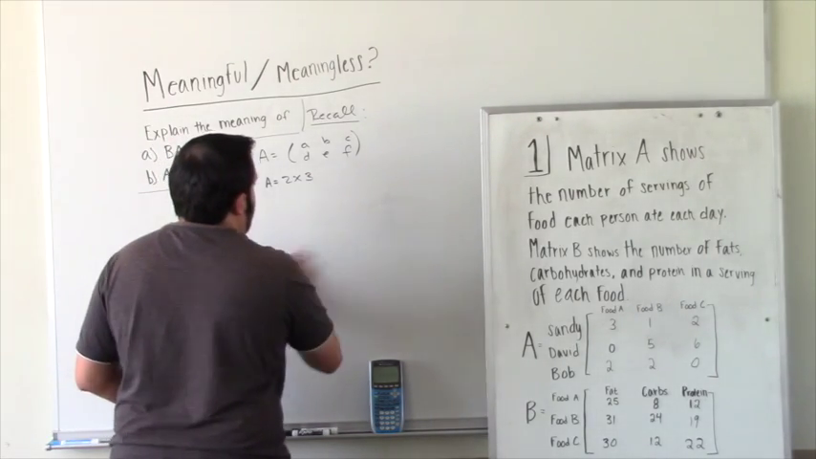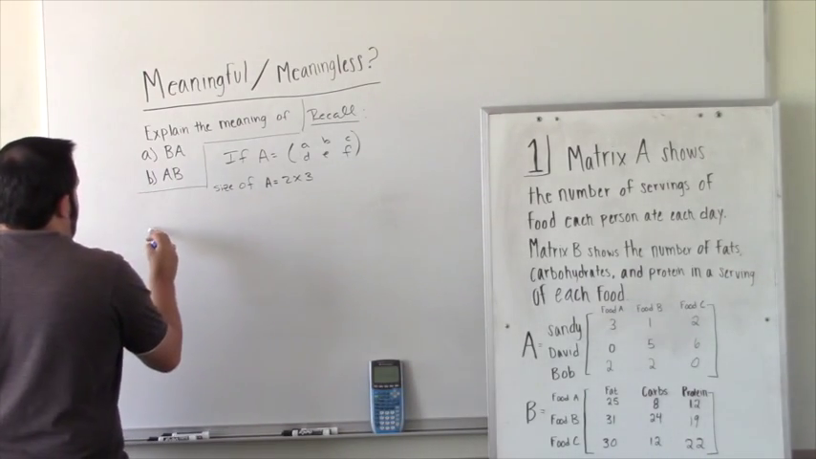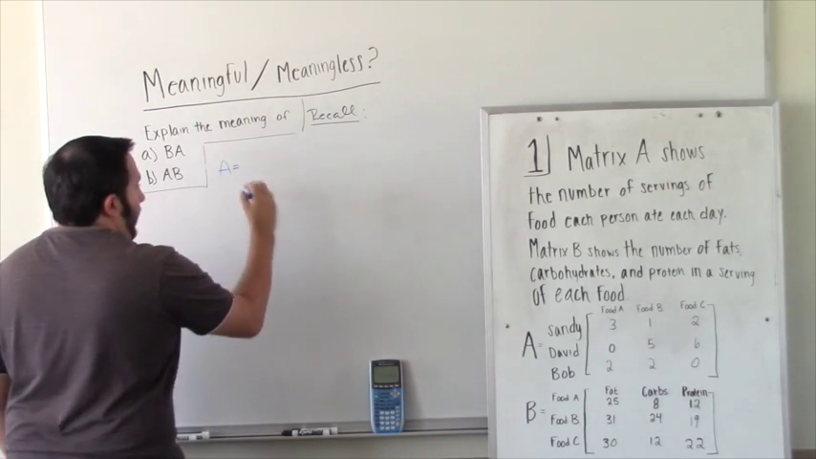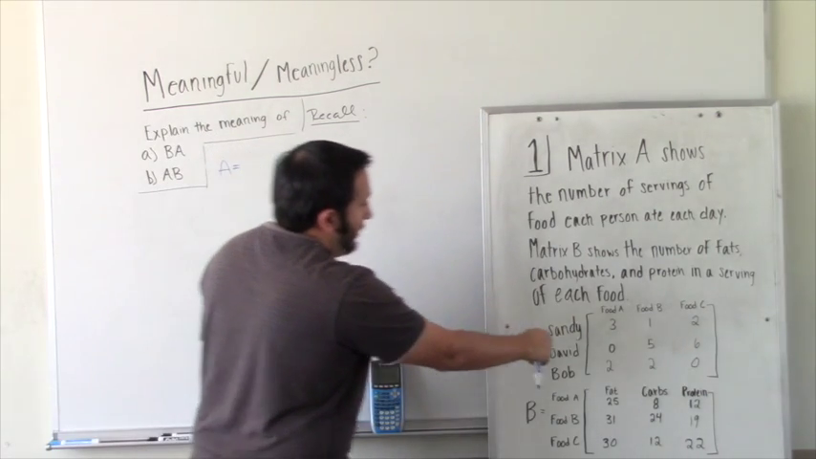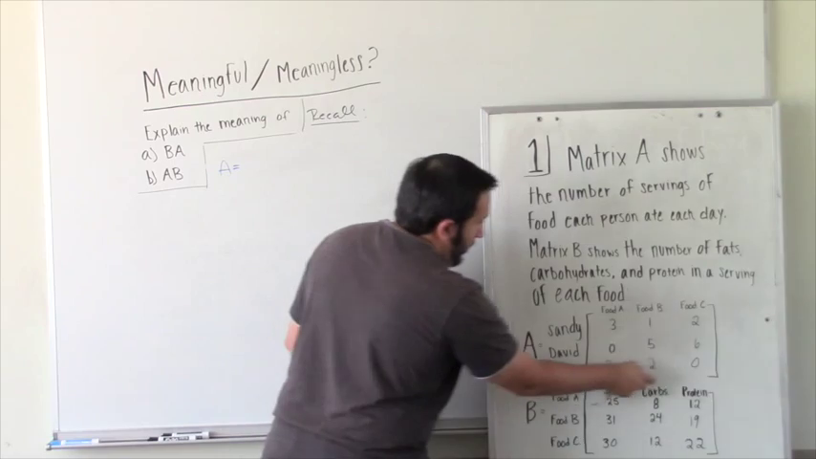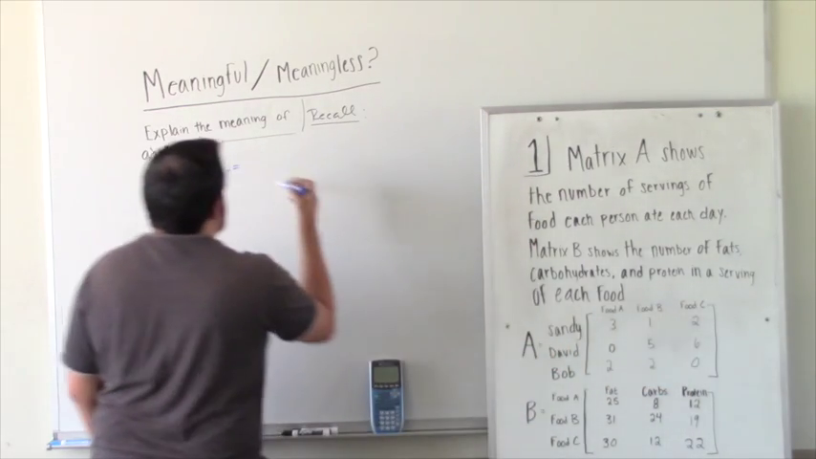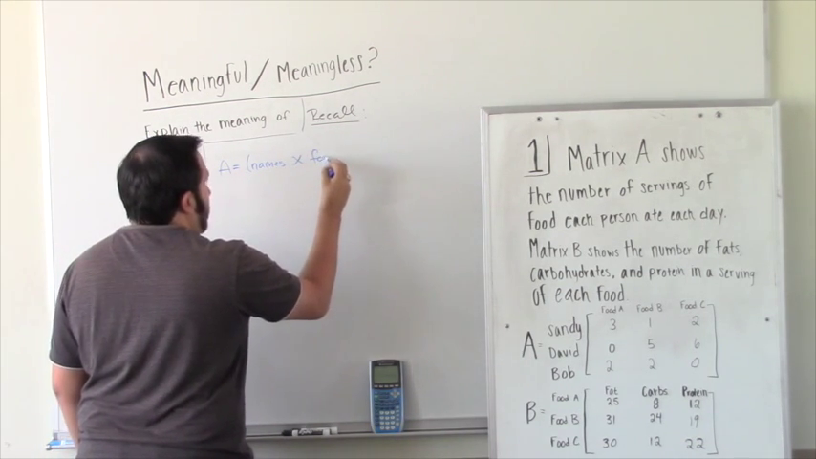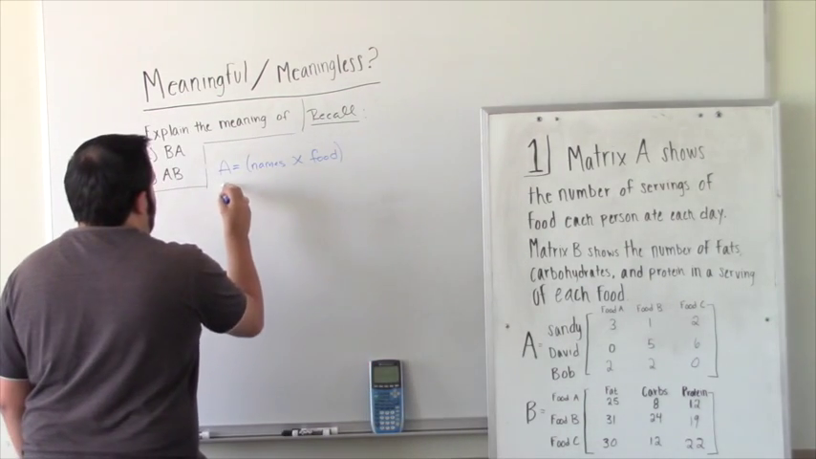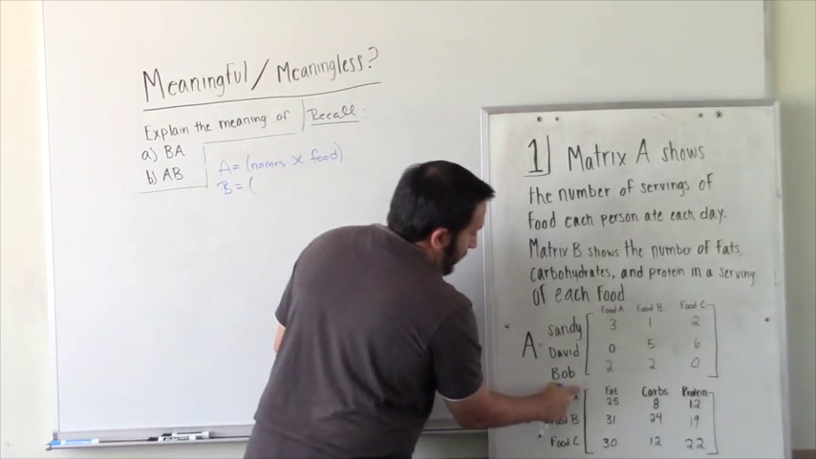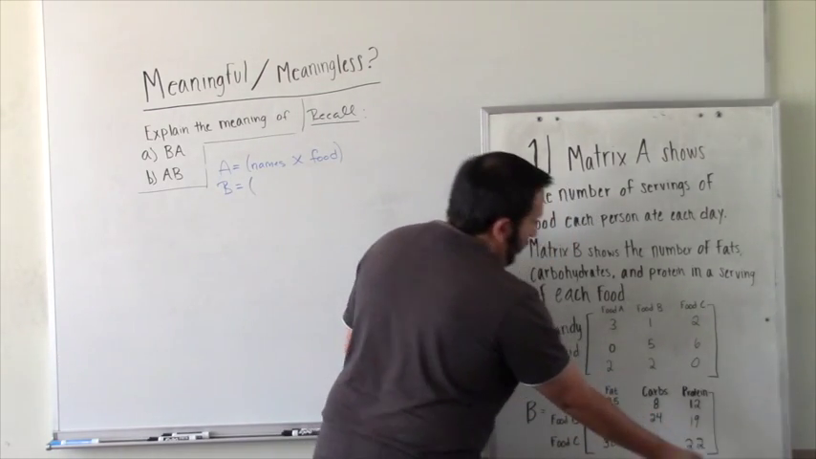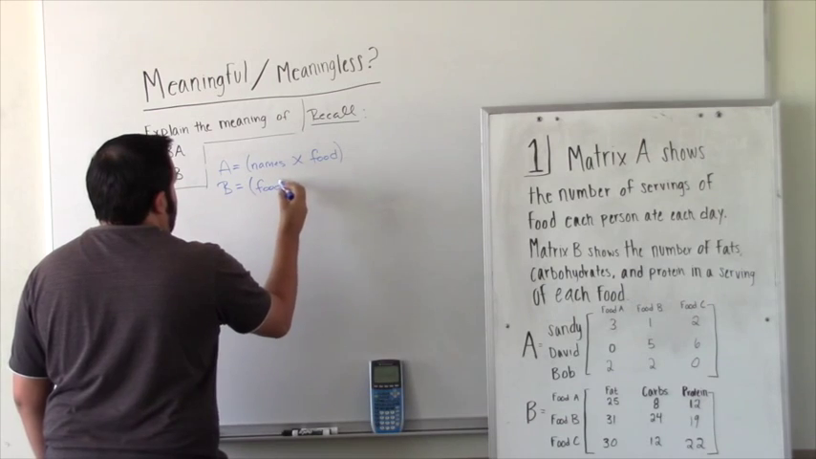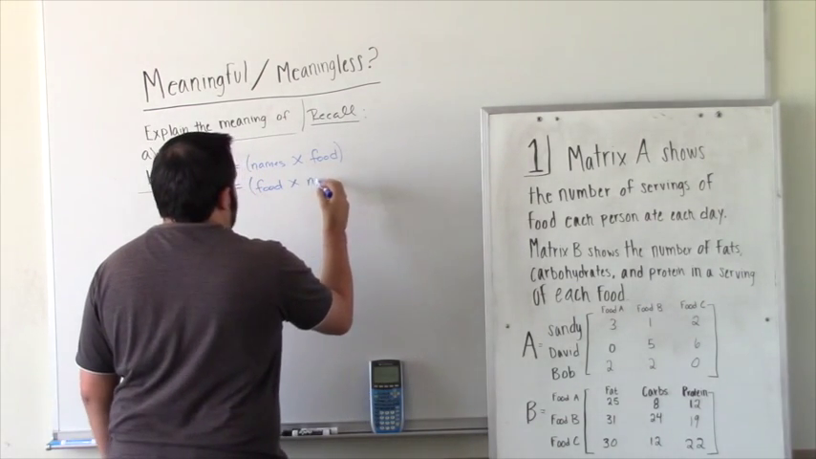So check this out. Let's look at matrix A and matrix B. Both are 3 by 3s, but I'm not worried about that. What I'm going to do is put the names by the food. So for A, going down the column, this is going to be names by food. And as for my matrix B, going down, this is going to be food by nutrients: fats, carbs, and proteins. We'll just call it nutrients for right now.